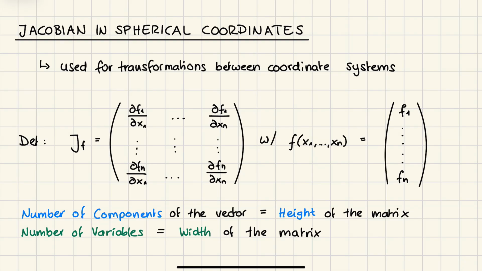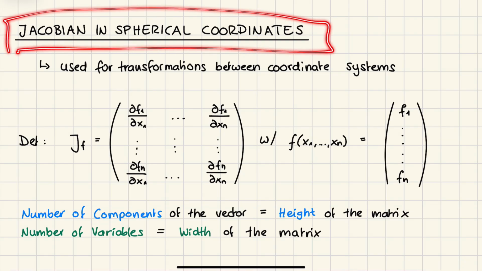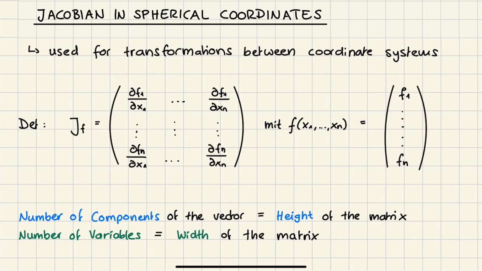In this video we are going to learn how to calculate the Jacobian matrix for spherical coordinates. The Jacobian matrix, here denoted as JF for Jacobian of the function f, is defined in such a way that it contains all possible partial derivatives of a vector-valued function. What that means is the following.